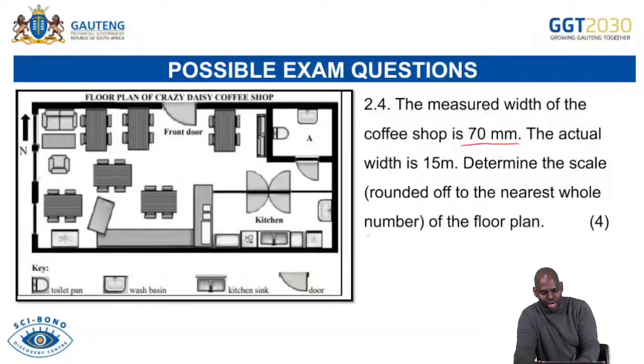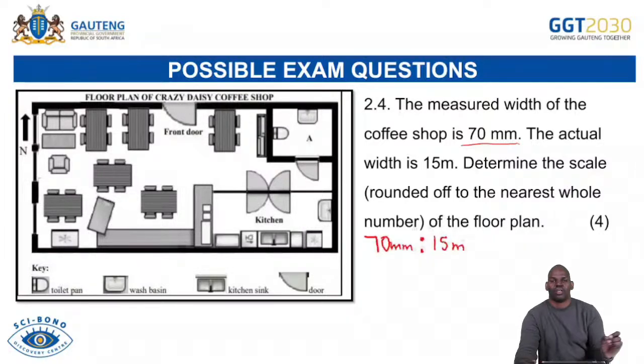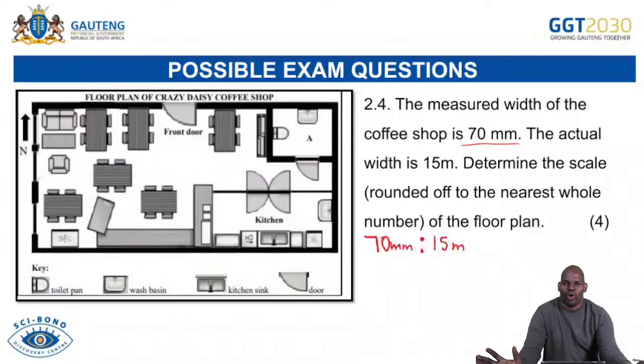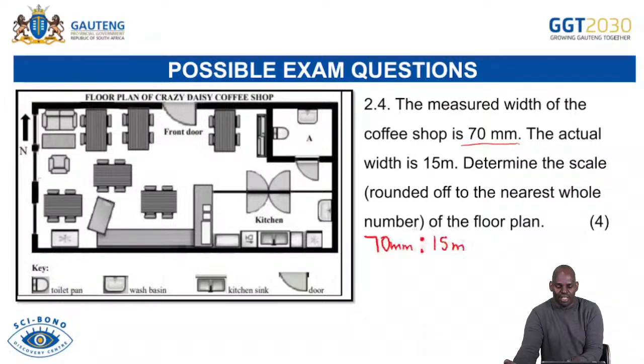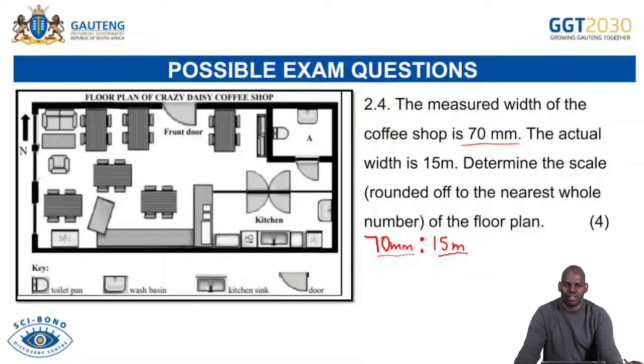To write them in ratio form, you say 70 millimeters is to 15 meters. By just doing this, you've got 1 mark already, because you understand the concept of the scale. Now we need to simplify this, boys and girls. How do we simplify? Before we simplify, like in Maths Lit, we have to ensure that both values have the same unit. This one is millimeters and that one is meters. So before we simplify this, we must ensure that both values are in the same unit.